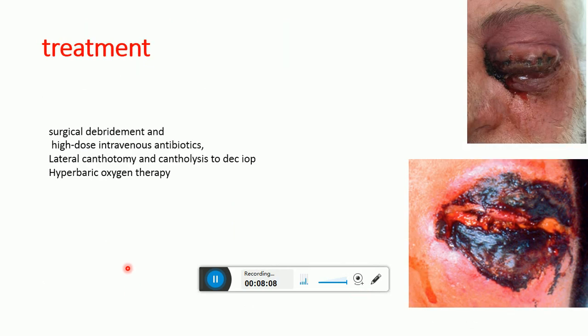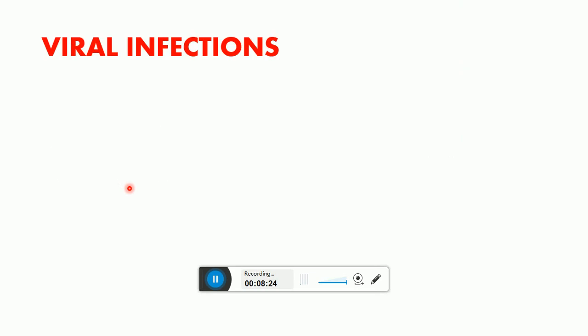The treatment is surgical debridement, high-dose intravenous antibiotics, lateral canthotomy, and cantholysis. Why? To decrease intraocular pressure. And hyperbaric oxygen therapy. So these were bacterial infections: necrotizing fasciitis, erysipelas, impetigo, and external hordeolum.